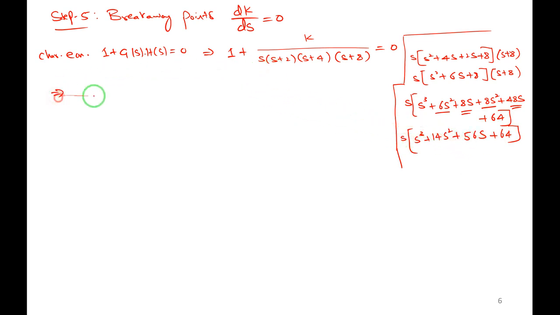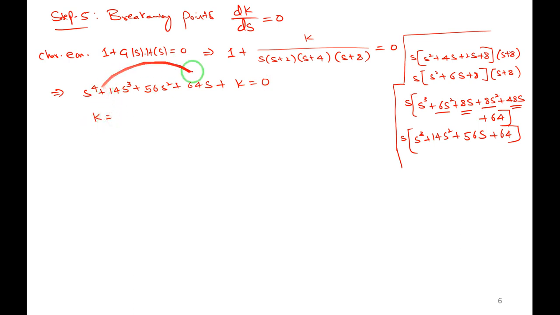So s to the power of 4 plus 14s cube plus 56s square plus 64s plus k equal to 0. This is the characteristic equation, right? Once the characteristic equation is formed, separate out the k terms on one side and the s terms on the other side.